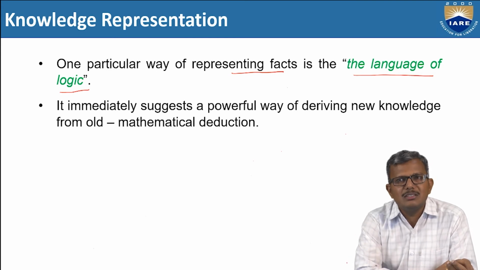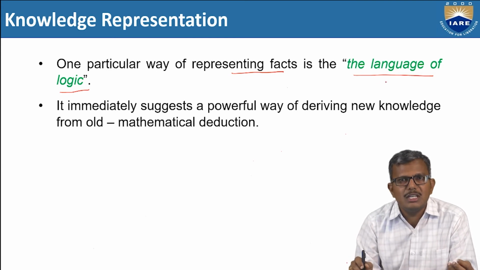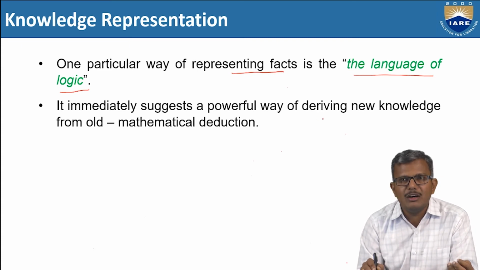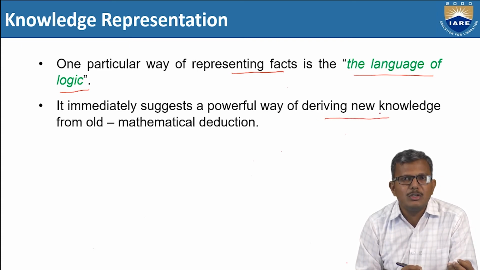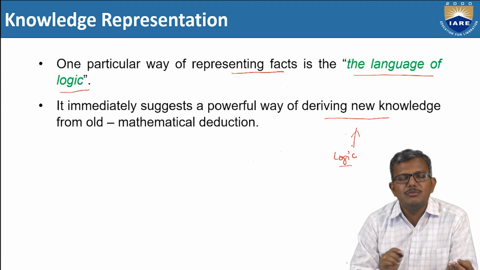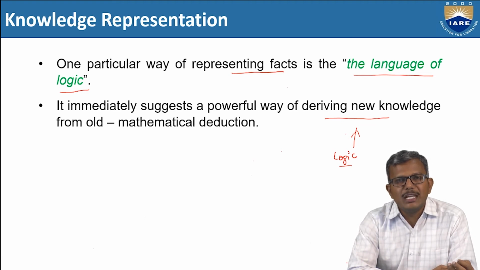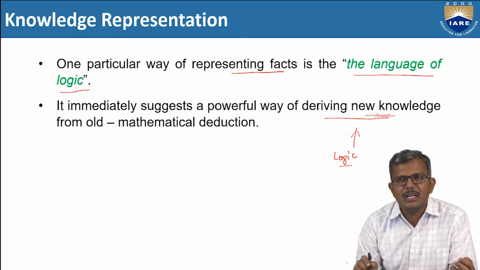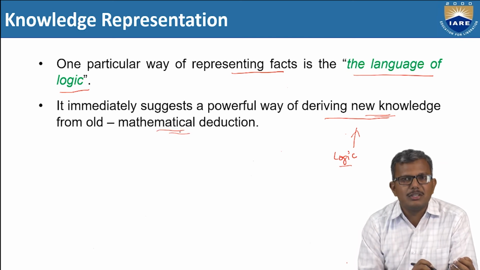Okay, so it immediately suggests what the language of logic is telling us. It is going to suggest a powerful way of deriving new knowledge. Just now we talked about deriving new knowledge; it is completely going to depend upon the logic you are going to apply. So how can we apply this logic? By the help of the formal languages. Means the predicate logic and the propositional logic are going to support us in order to implement or use this logic and to get some new knowledge from the existing one. Okay, even we can say that it is a kind of mathematical deduction.